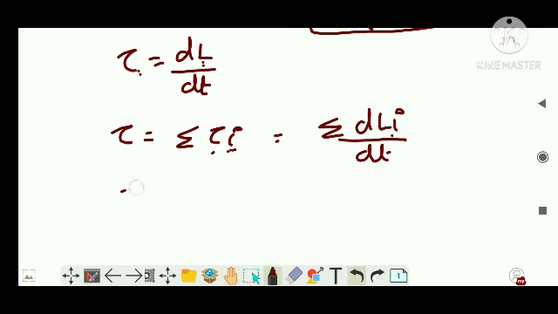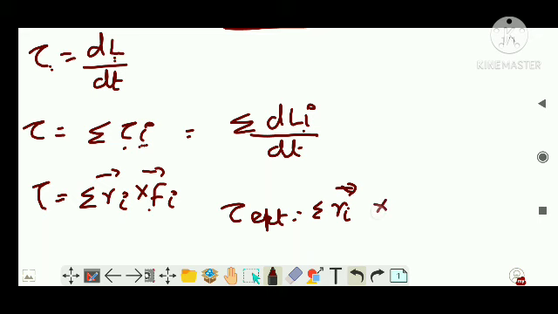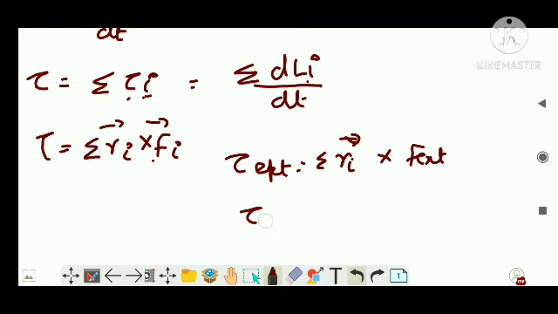Now we have already written torque is equal to sigma ri cross Fi. You know it, right? If you don't know, understand it, right? Now, what will be tau external then? Tau external will be sigma ri vector into what type of force? Force external, right? Similarly, what will be tau internal? It will be sigma ri into force internal.